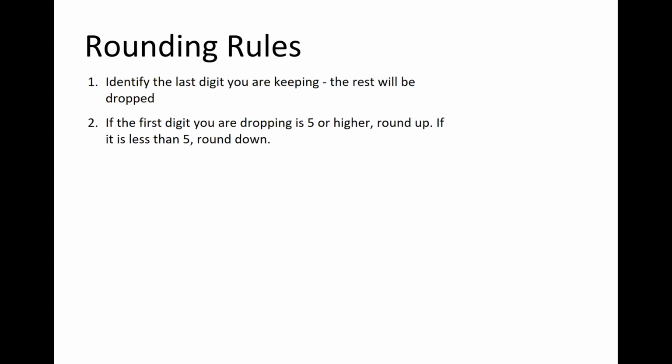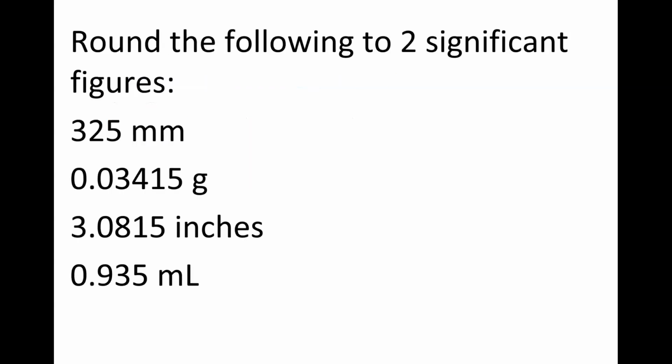If the first digit that you will be dropping is 5 or higher, we're going to round up. If it is less than 5, we're going to round down. This is going to make a little bit more sense when we look at a few more examples. In this example, we are going to round each of these values to 2 significant figures. Each of these is a measured value. We're going to round them to their first 2 significant figures.